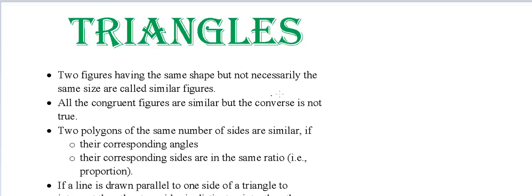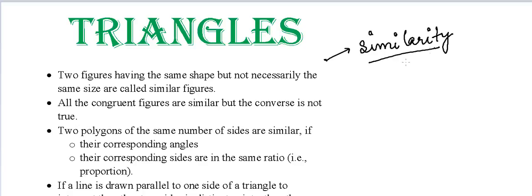The very first thing is similarity and congruency. We have understood the congruency of triangles in our previous classes. In this video, we are going to understand similarity. We know what similarity is. Similarity is having similar things, having something common. Same things are known as similar. Two figures having the same shape, but not necessarily the same size, are called similar figures.